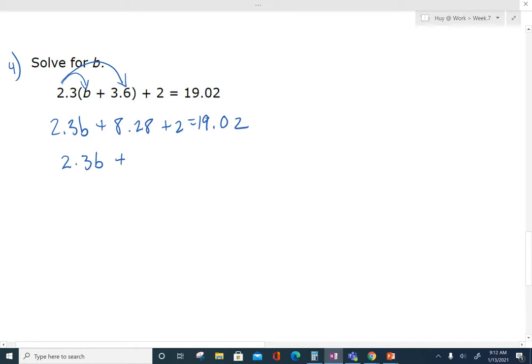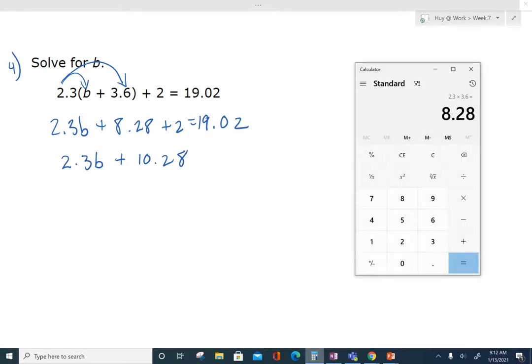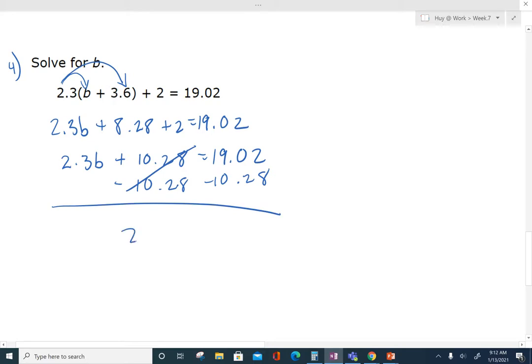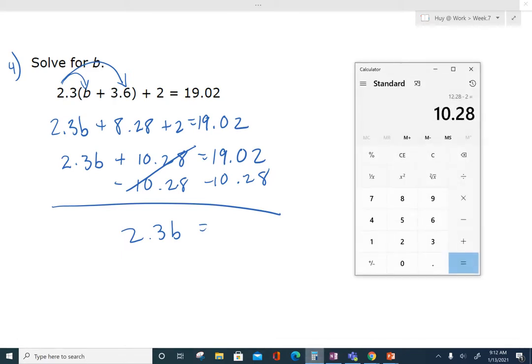All right, 8.28 plus 2, that's just gonna be 10.28. I mean, you can use a calculator with that. Just add 2. Oops, I added 2 twice. That's gonna be 10.28. So 19.02, we're gonna subtract 10.28 from both sides. So that cancels out. 2.3b equals, oh, I'm not even trying to subtract this. Let's just write 19.02 minus 10.28, 8.74.